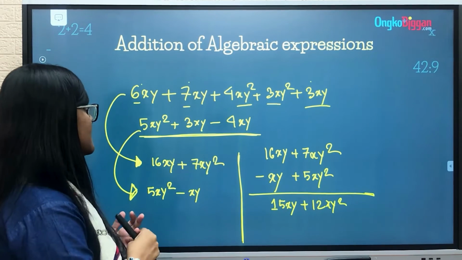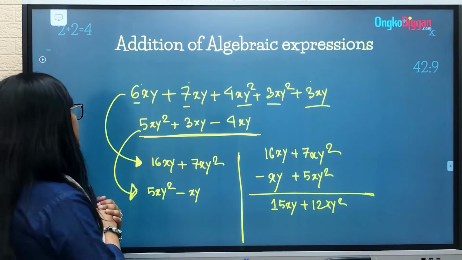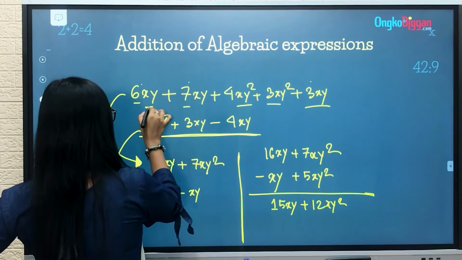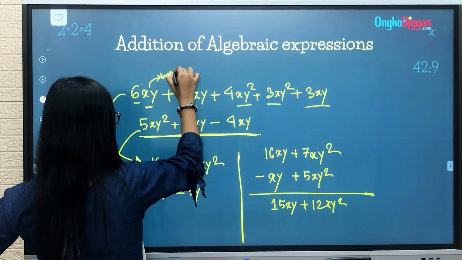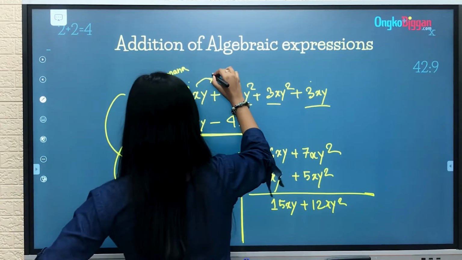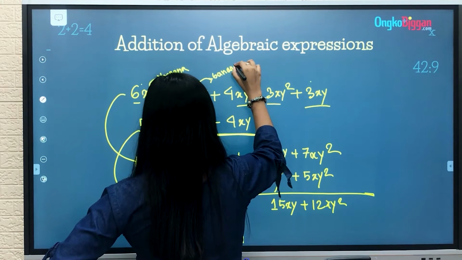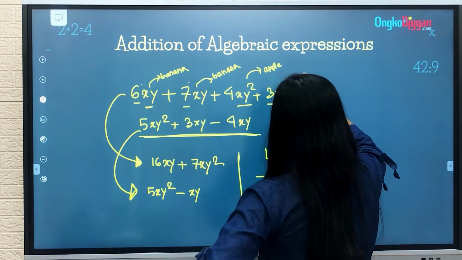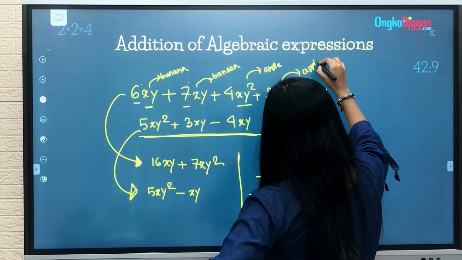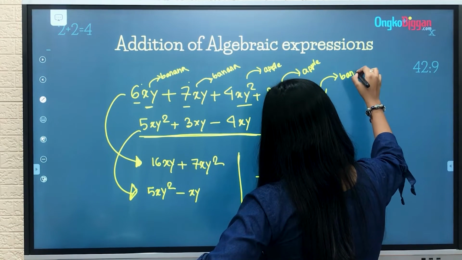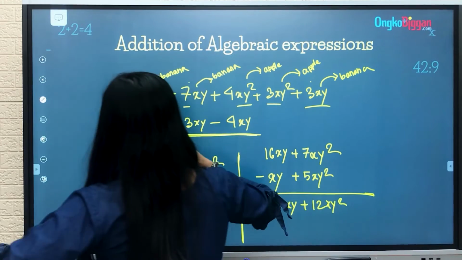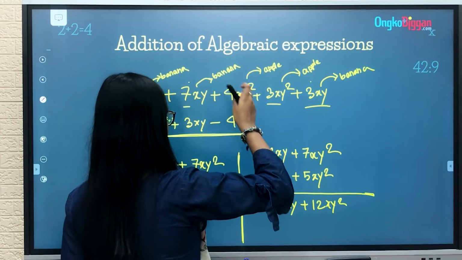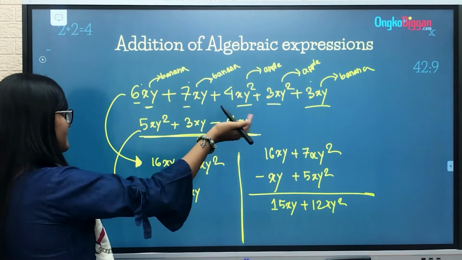So basically what I was trying to make you understand before is, if I consider xy as a banana, this as banana as well, and let's suppose xy squared is an apple and this as apple as well, and this as banana. I think you will now be more clear. Like we have 6 bananas plus 7 bananas plus 4 apples plus 3 apples plus 3 bananas.